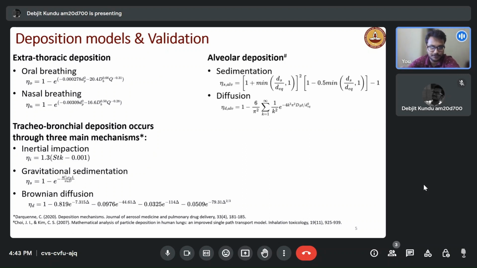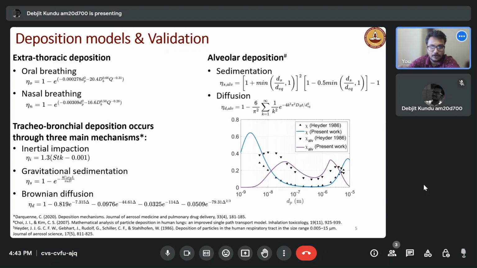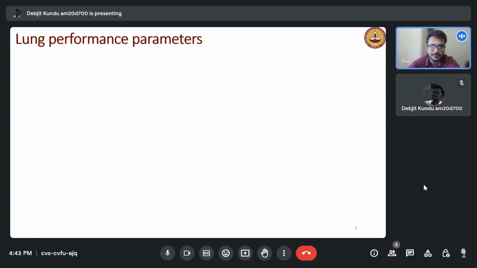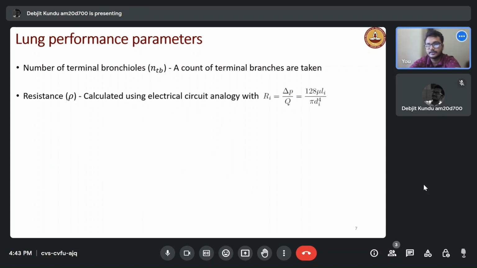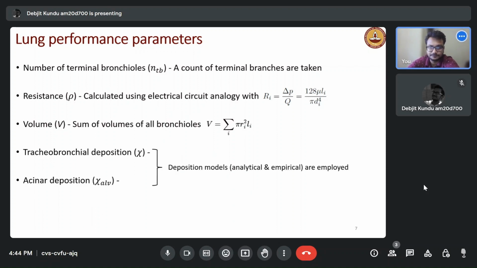So using all this geometry and deposition models, we build a complicated model of airflow as well as particle deposition, and we validate that against experimentally available data, and we can see a reasonably good fit here. We proceed with using our model for estimating different lung performance parameters. The first of them is the number of terminal branches, which is directly correlated to the surface area available for gas exchange, then the fluid dynamic resistance offered to inhaled air, then the volume occupied by the entire bronchial tree, and the different depositions.